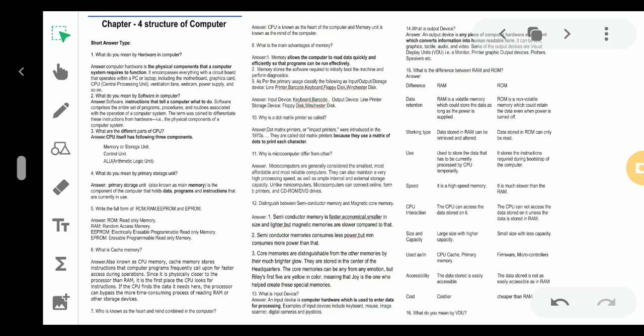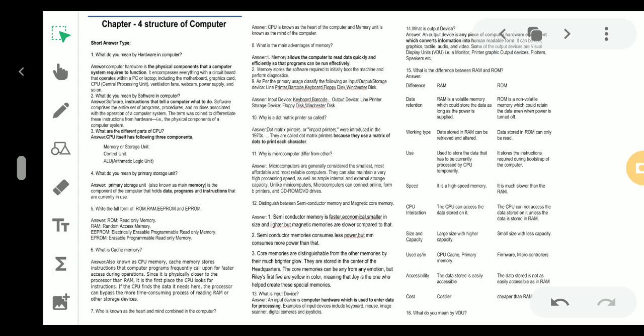Next is why the dot matrix printer is called so. Dot matrix printers are actually impact printers introduced in 1970. They are called matrix printers because they use a matrix of dots to form each character. So that's why they are known as dot matrix printers.